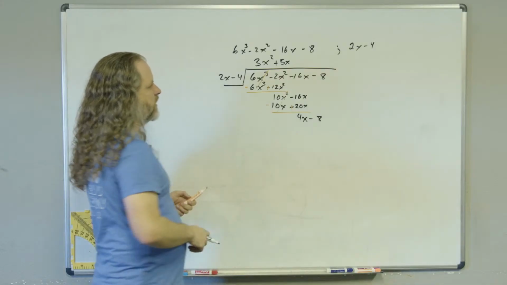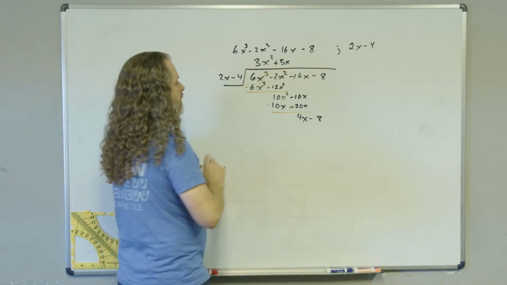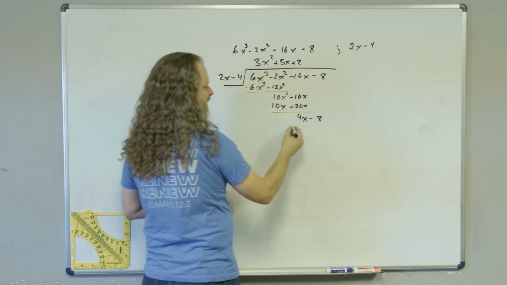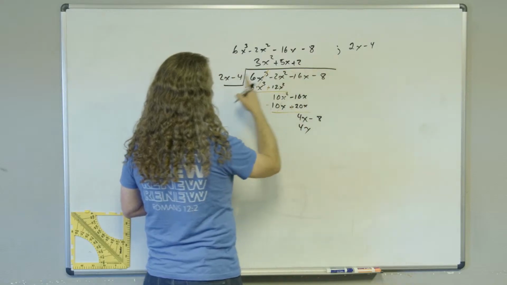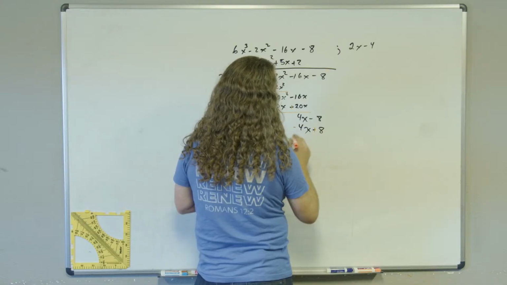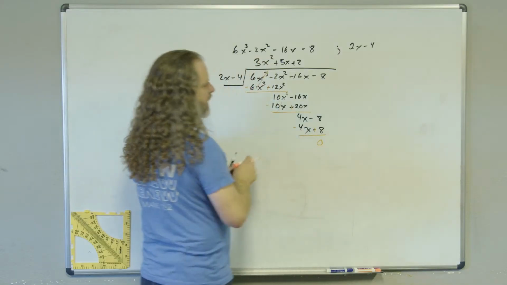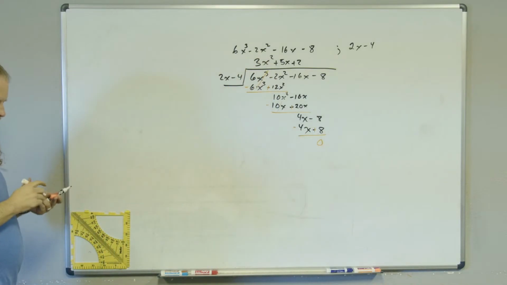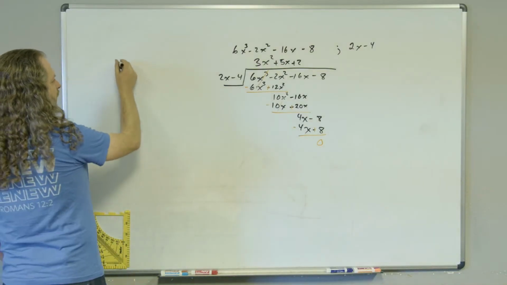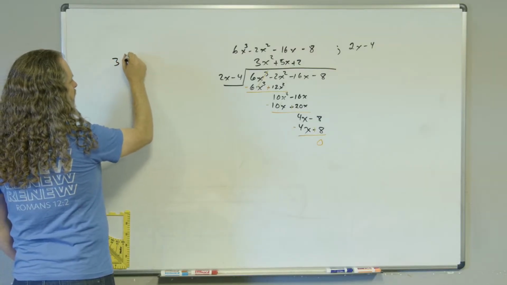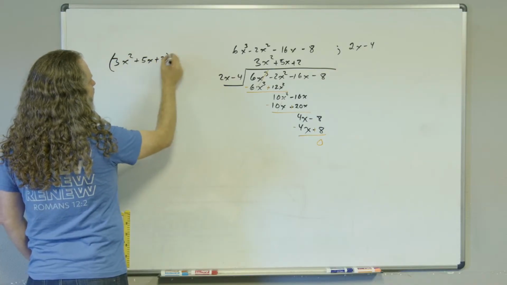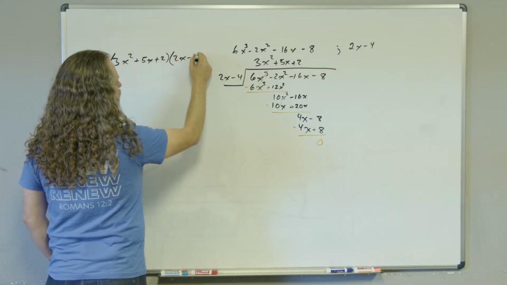2x into 4x is what? 2. Okay. Distribute. 2 times 2x is 4x. 2 times negative 4 is negative 8. And if we did everything right on this kind of problem, we end up with a remainder of 0, which is great. So now we can rewrite this as 3x squared plus 5x plus 2 times 2x minus 4, right?